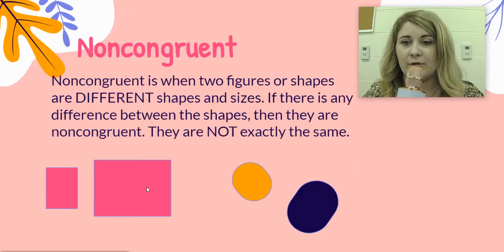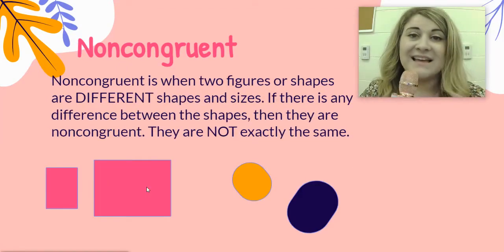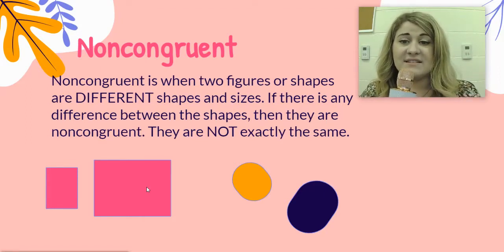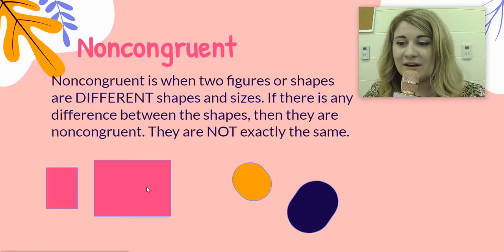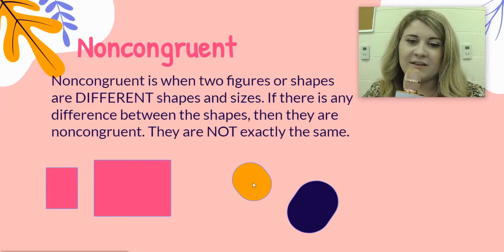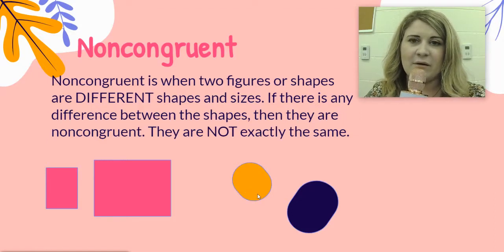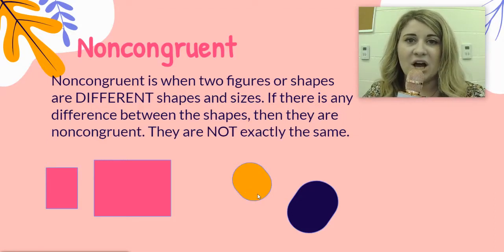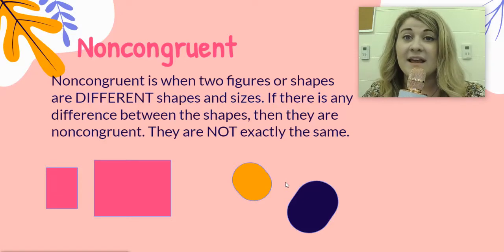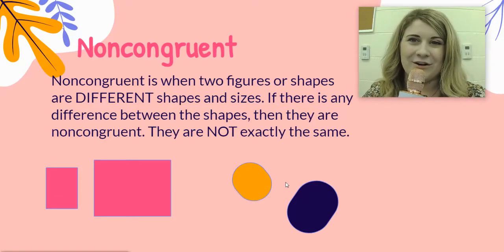What makes them non-congruent, and remember, non-congruent means not congruent, not the same, is because they have either different shapes or different sizes. So here we have the same shape, but they're different sizes. So they are non-congruent. These right here look like the same shape, but one is bigger than the other. It doesn't matter that they're different colors. That's not what makes them non-congruent. What makes them non-congruent is that this one's bigger than this one. They're not the same size. So if they're not the same size, they're non-congruent. If they're not the same shape, they're definitely non-congruent.